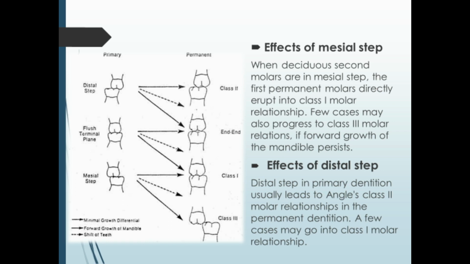Effects of mesial step. When deciduous second molars are in mesial step, the first permanent molars directly erupt into class I molar relationship. Few cases may also progress to class III molar relation if forward growth of the mandible persists. Effects of distal step. Distal step in primary dentition usually leads to Angle's class II molar relationship in the permanent dentition. A few cases may go into class I molar relationship.